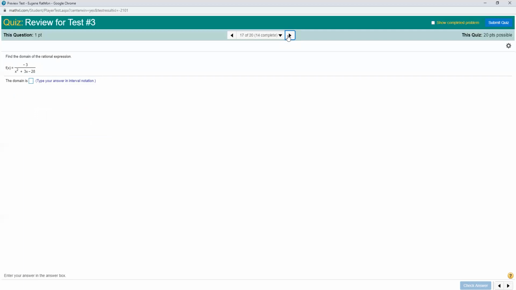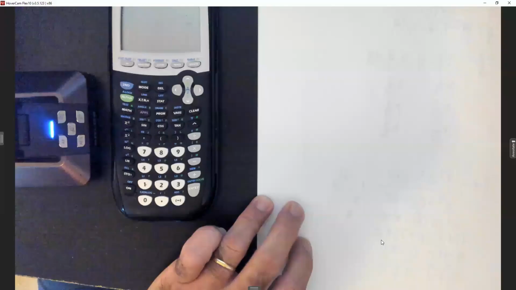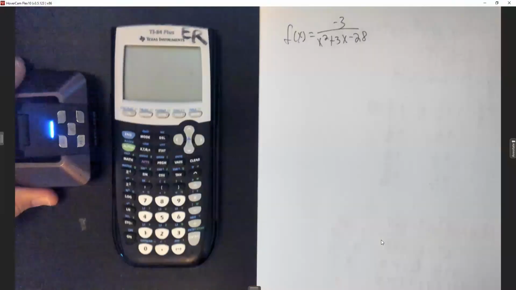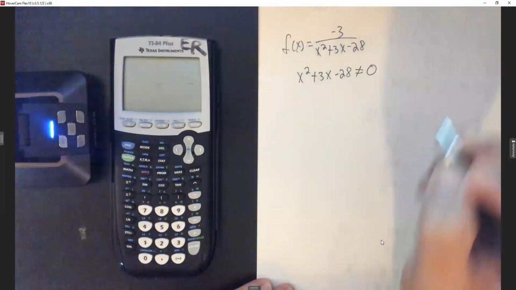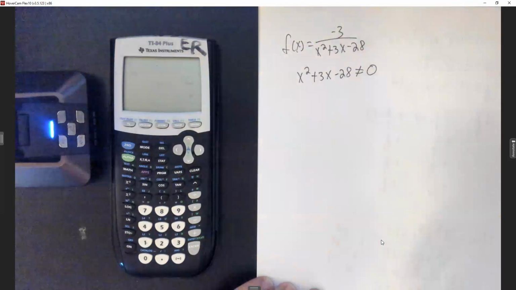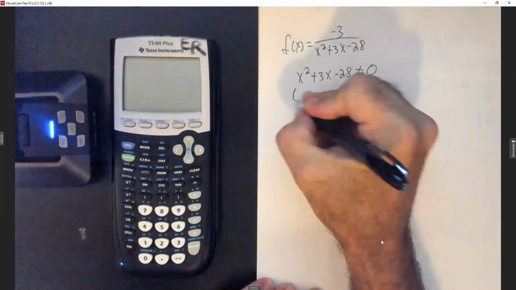And y'all, this is sort of the same, so let me write this. f of x equals negative 3 over x squared plus 3x minus 28. All right, so let me go back to my page. All right, so domain again, which means I take the bottom, and that bottom cannot equal 0. So once again, I'm going to factor that because I got that x squared sitting there.